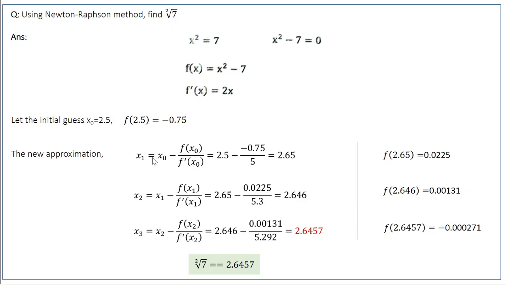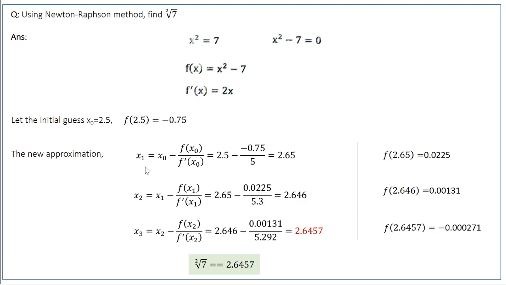So I find x1, which is x0 minus f of x0 divided by f prime of x0. x0 is 2.5 minus f of x0. This is f of x. So you substitute for x as 2.5. So 2.5 square minus 7, which is minus 0.75, divided by f prime of x0. This is f prime of x. Substitute for x, 2 into 2.5, 5. So when you do this, you get x1 equal to 2.65.